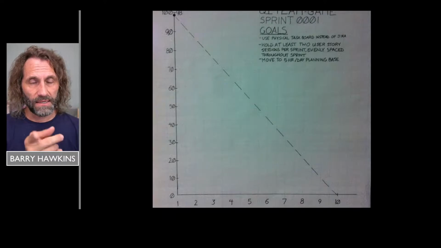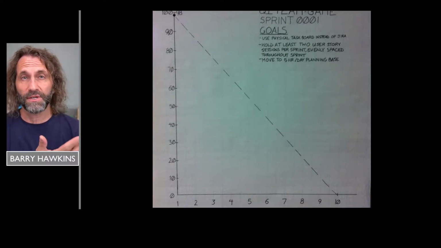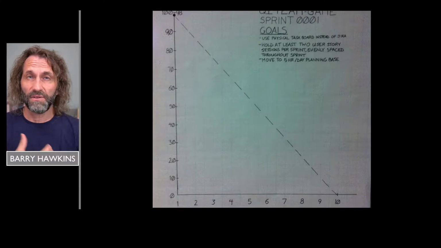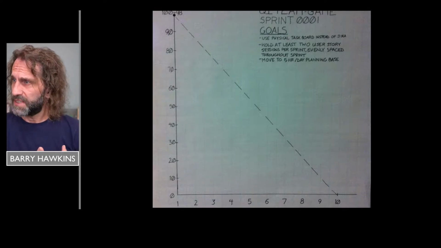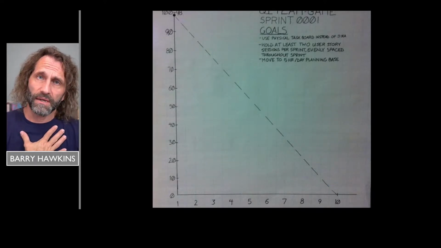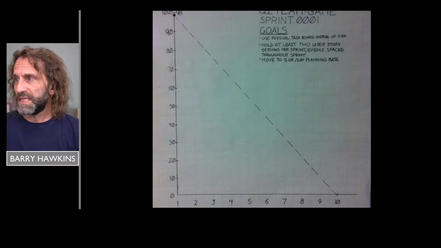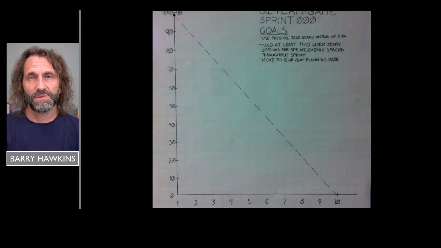And then you'll see one thing I love here in this particular example is that this team has done something that I'm quite fond of, which is capturing their sprint goals. That is, when they talk about how they're doing at being effective as a team, they've captured here their goals of using a physical task board instead of Jira, after my own heart. Hold at least 2 user story sessions per sprint, evenly spaced throughout the sprint.